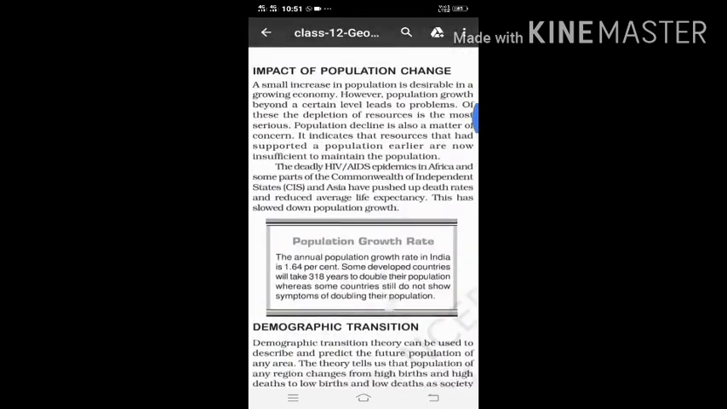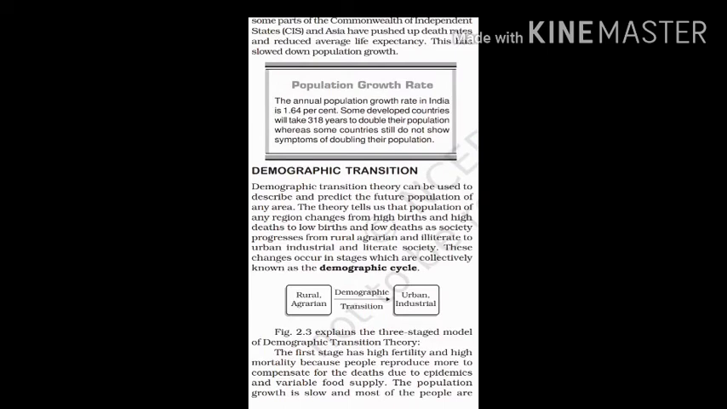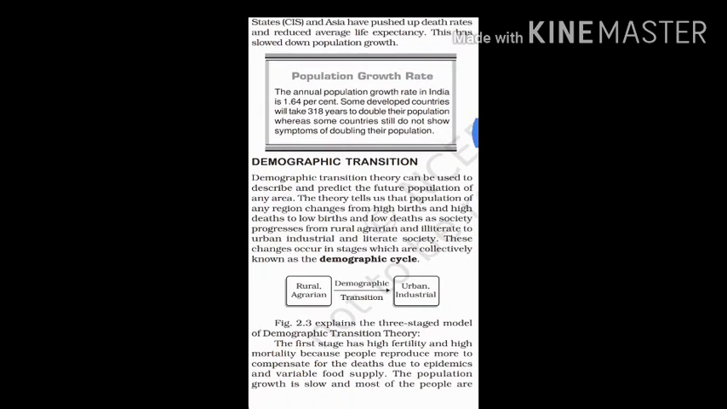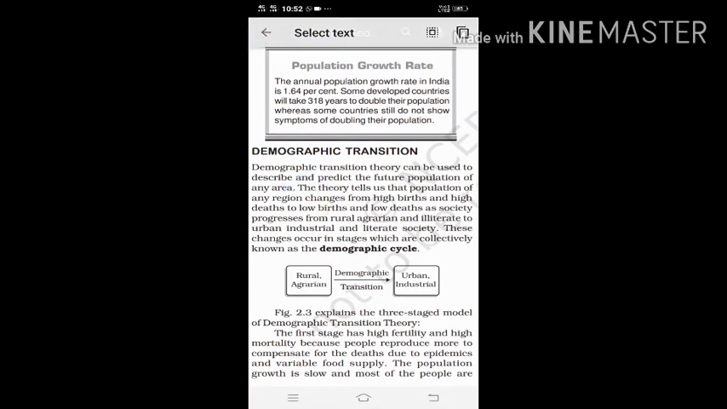So yeah, then comes demographic cycle. What is it? Demographic cycle means it is a theory that tells us that population of any region can change from high birth and high death rates to low birth and low death rates as the society moves from rural agrarian and illiterate to urban industrial literate society. This is the definition.